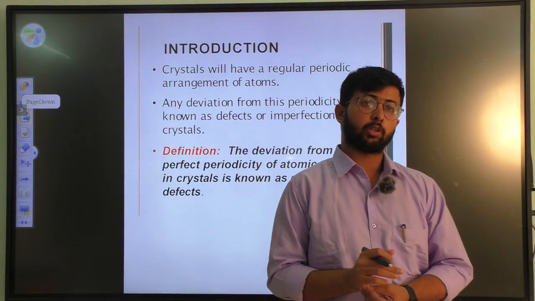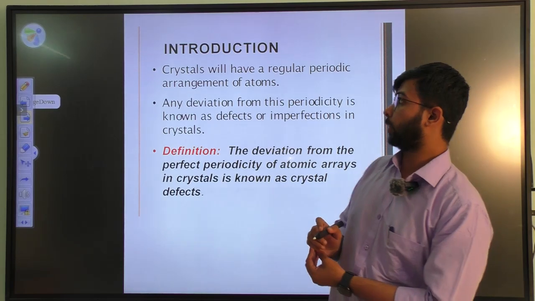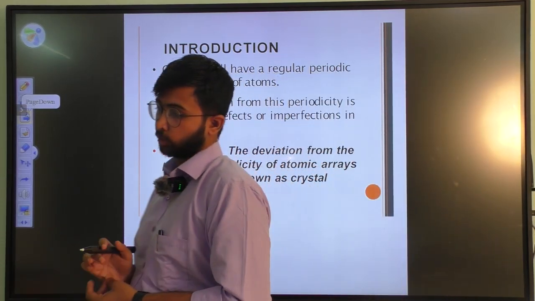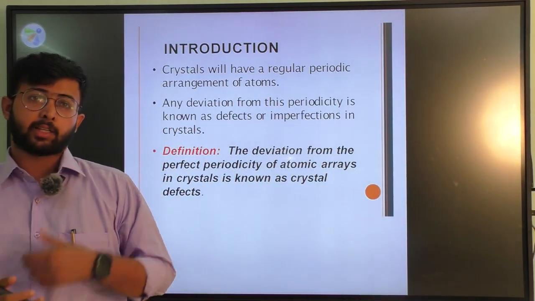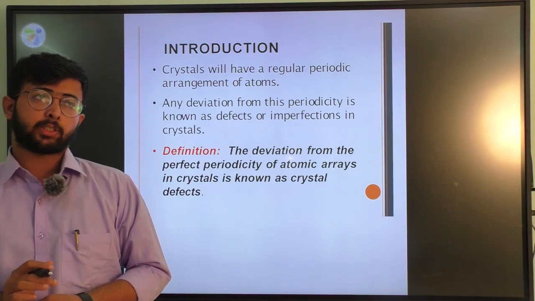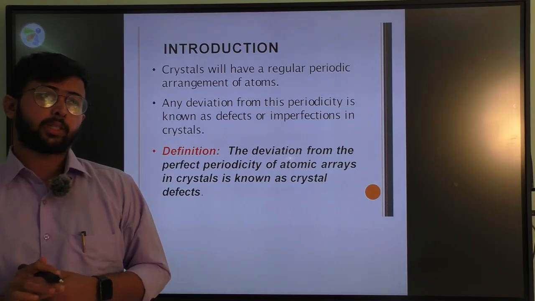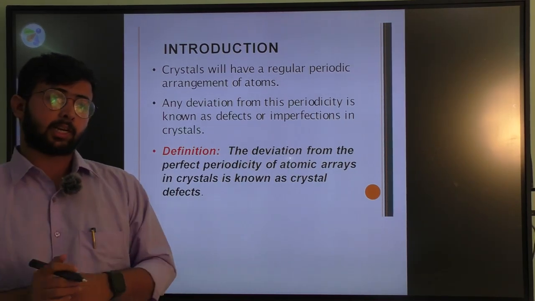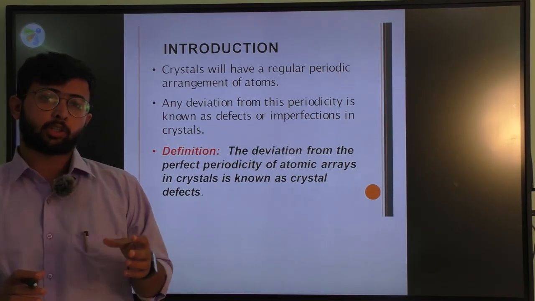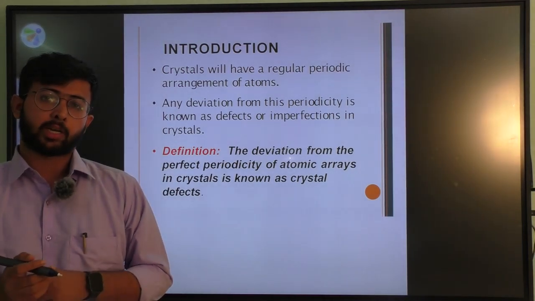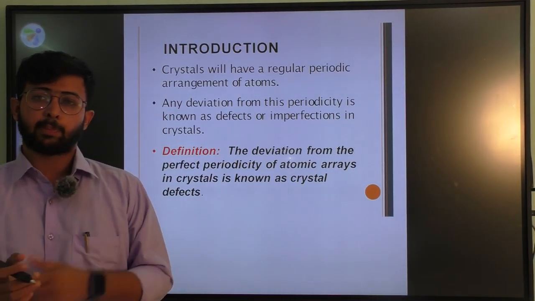Before going to defects, we have to know about the crystal. Crystal is a continuous structure of atoms, where atoms are arranged in a continuous structure. Another one is amorphous, which is a discontinuous structure of atoms. This is amorphous and this is crystal. When the continuous structure breaks somewhere, that is called a crystal defect.